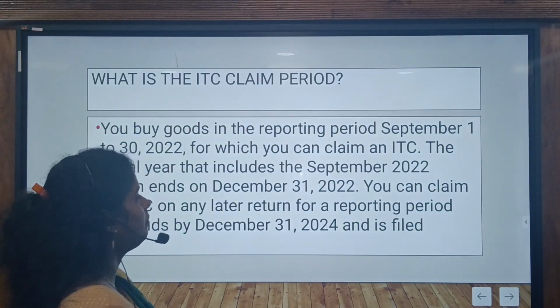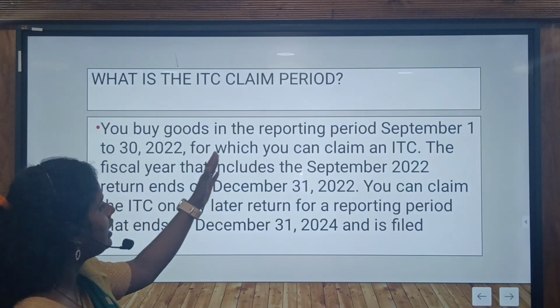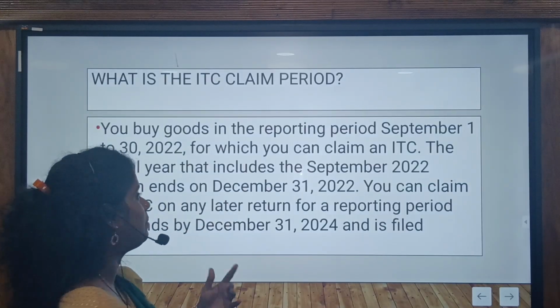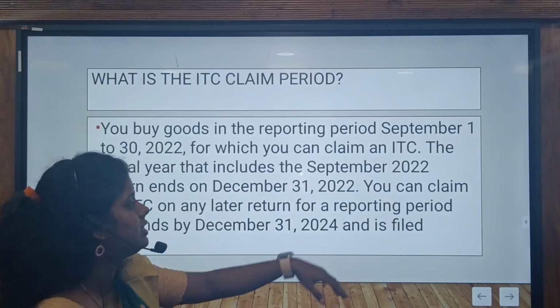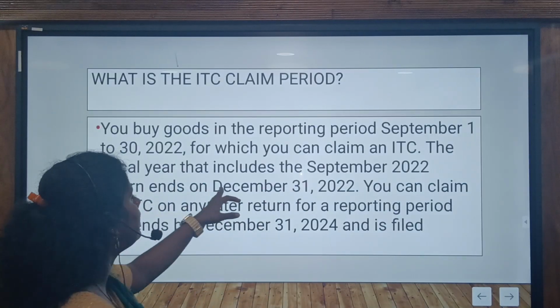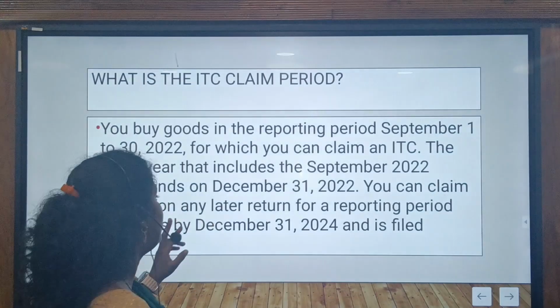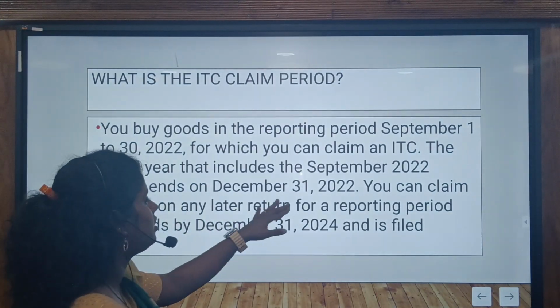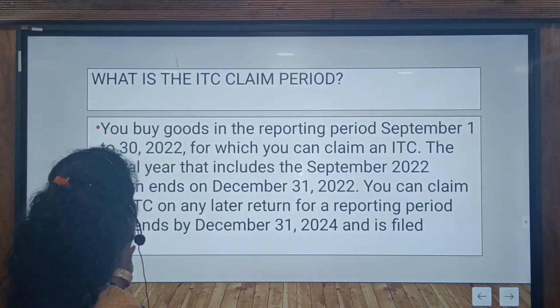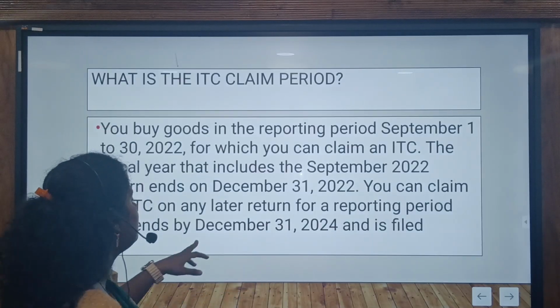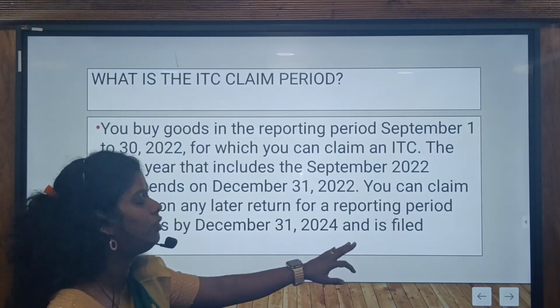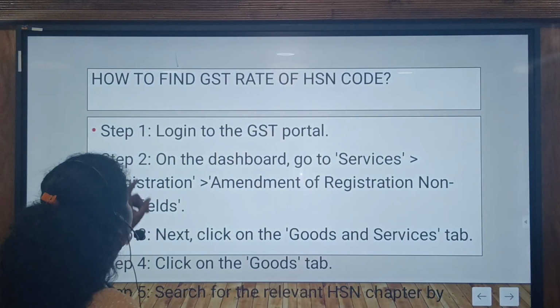What is the ITC claim period? So you can buy in the reporting period, which is September 1 to 22, for which you can claim ITC. The fiscal year that includes the September 2022 return ends on December 31st, 2022. You can claim the ITC on any later refund or reporting period that ends by December 31st as filed.